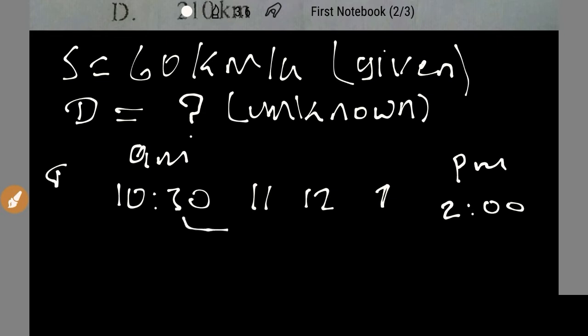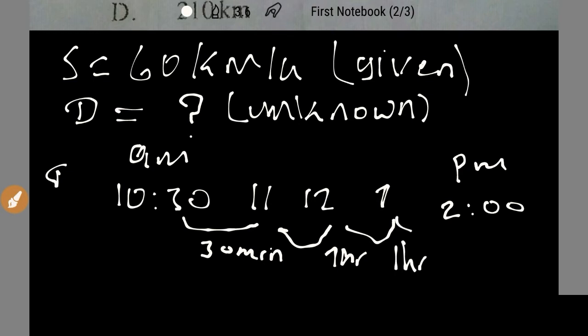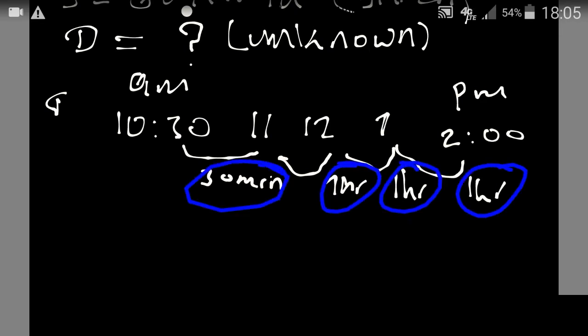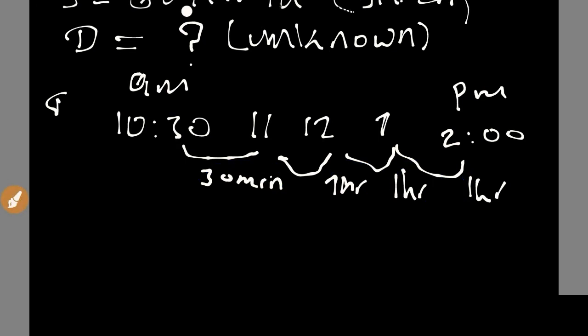From 10:30 to 11 o'clock it is 30 minutes. From 11 to 12 is 1 hour. From 12 to 1 is another 1 hour. And from 1 to 2 is another 1 hour. So the total hours is actually 1, 2, 3. And how many minutes? 30 minutes. So our time, we write it now as 3 hours, 30 minutes.